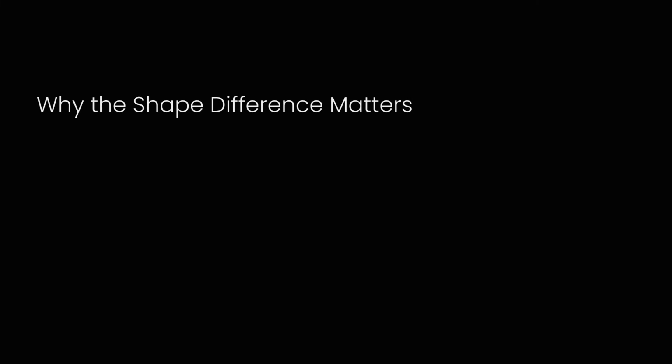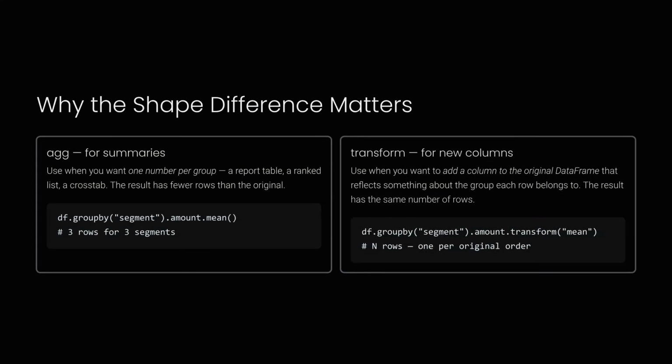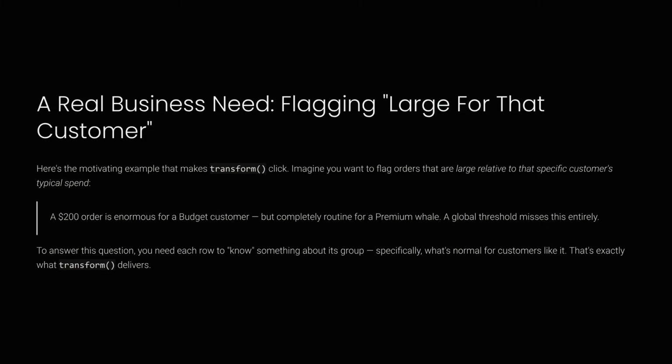Why does this shape difference matter? Use aggregation for summaries and reports where you want one number per group. Use transform when you need to add a column to your original DataFrame that reflects group-level information. Consider a real business need: flagging orders that are large relative to a specific customer's typical spending. A global threshold wouldn't work, but transform allows each row to effectively know its group's behavior.